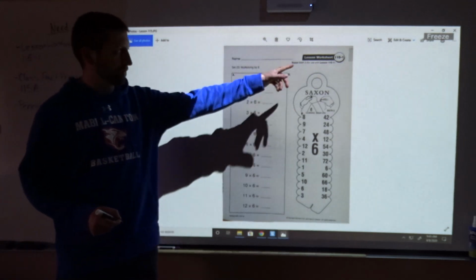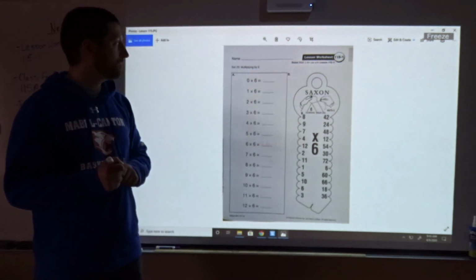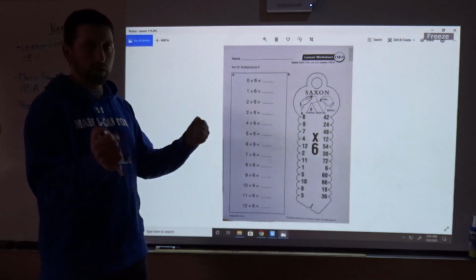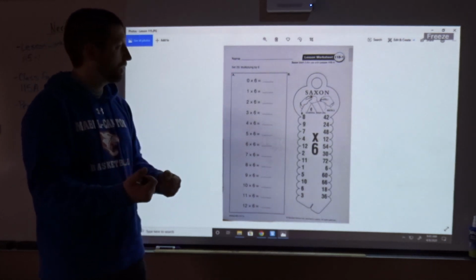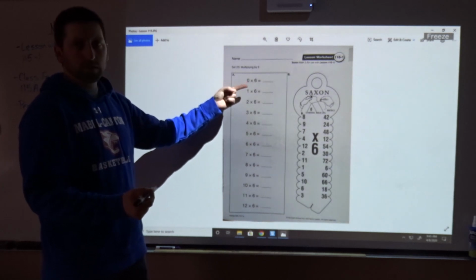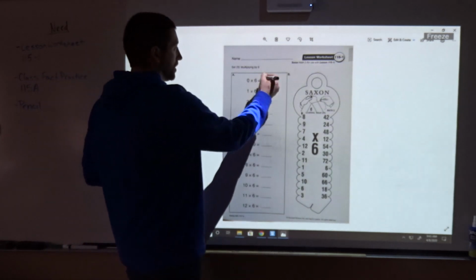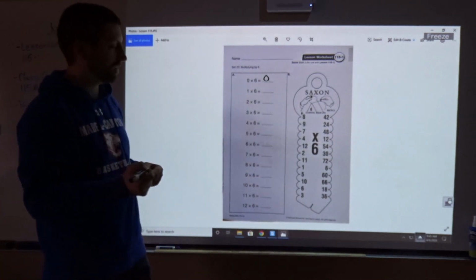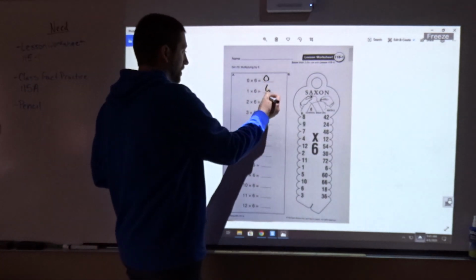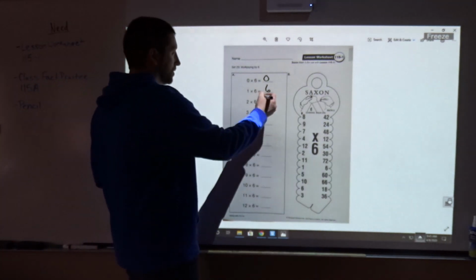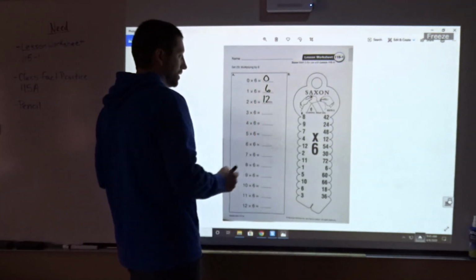Next we'll do lesson worksheet 115-1. Okay. We'll go down side A. If you want, you can fold it in half here. Let's start with A. 0 times 6, 0 times any number is 0. 1 times 6, any number times 1 is that same number. 1 times 6 is 6. 2 times 6, let's double that. So if you double 6, that is 12.